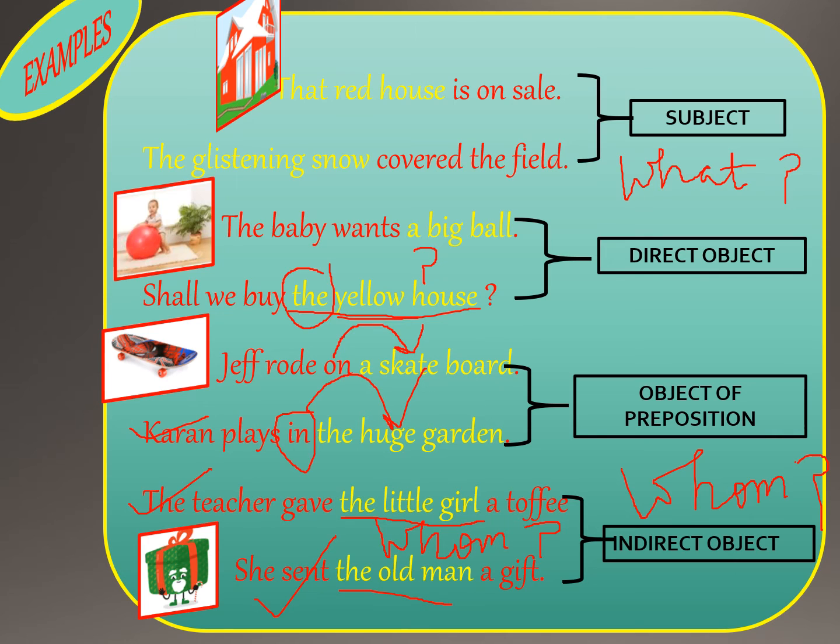What is the direct object? Let's check. The teacher gave what? A toffee. So, a toffee becomes the direct object here. She sent the old man what? A gift. So, a gift is the direct object. I hope this concept is clear to you.